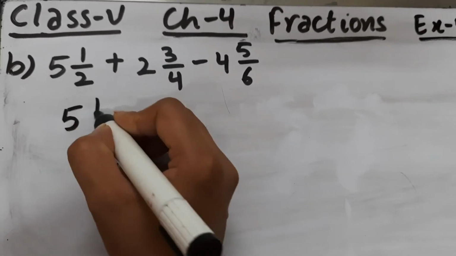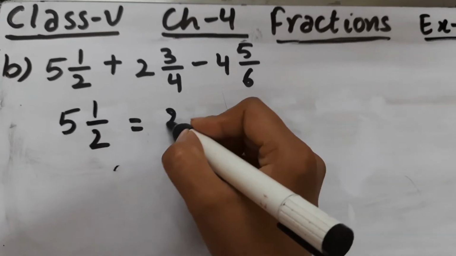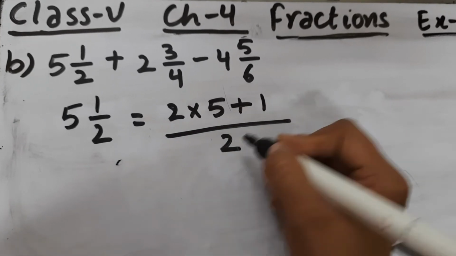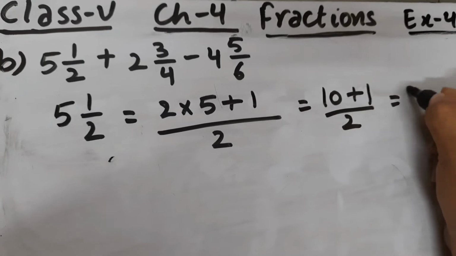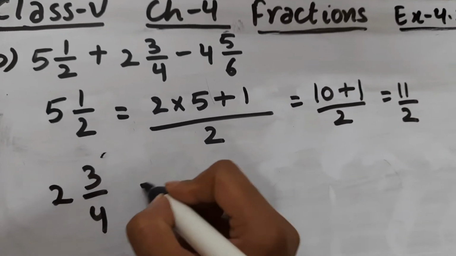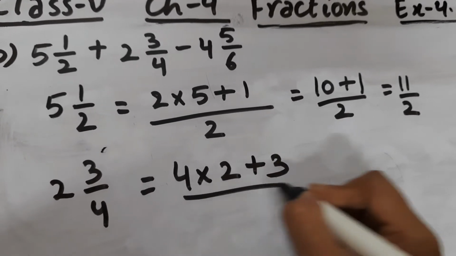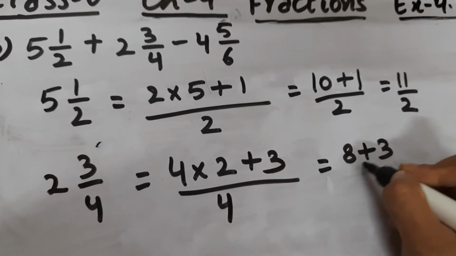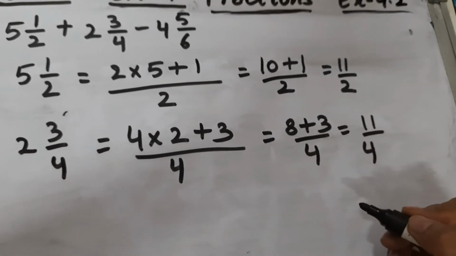First of all, we will convert the mixed fractions into improper fractions. Multiply the denominator by the whole number part and add the numerator to it, and the denominator will be as it is. So this will be 10 plus 1 upon 2, which is 11 upon 2, and 2 3/4. This will be multiply the denominator by the whole number part and add the numerator to it, and the denominator will be as it is. This will be 8 plus 3 upon 4, and 8 plus 3 is 11 upon 4.